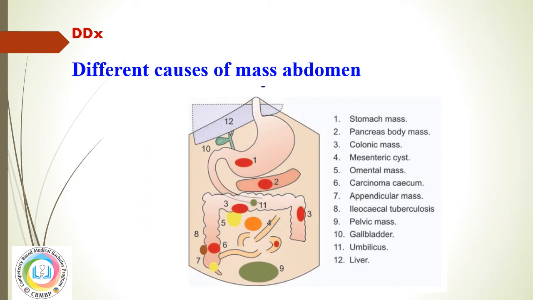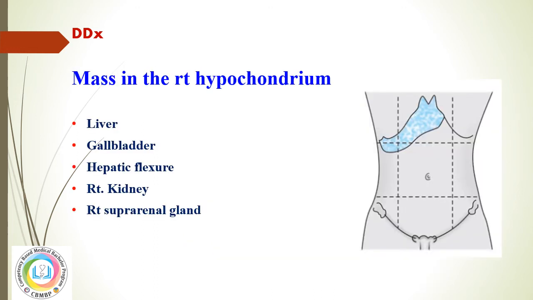So, generally, different causes of abdominal mass may be gastric mass, pancreatic body mass, colonic mass, mesenteric or omental mass, carcinoma of the cecum, appendicular mass, ileocecal tuberculosis, pelvic mass, gallbladder mass, or mass in the umbilicus, or arising from the liver. So what is the differential diagnosis of a mass in the right hypochondrial region?